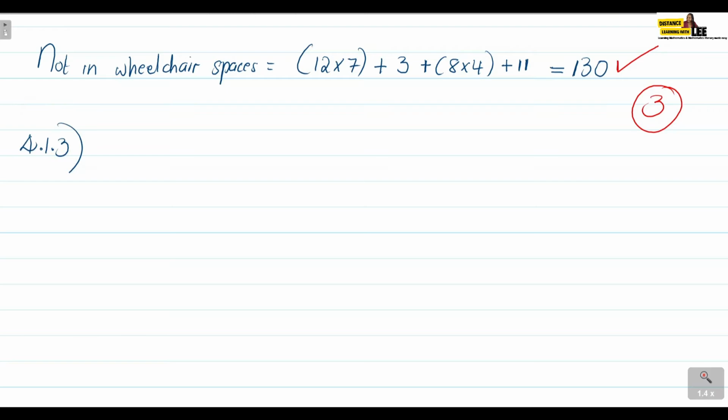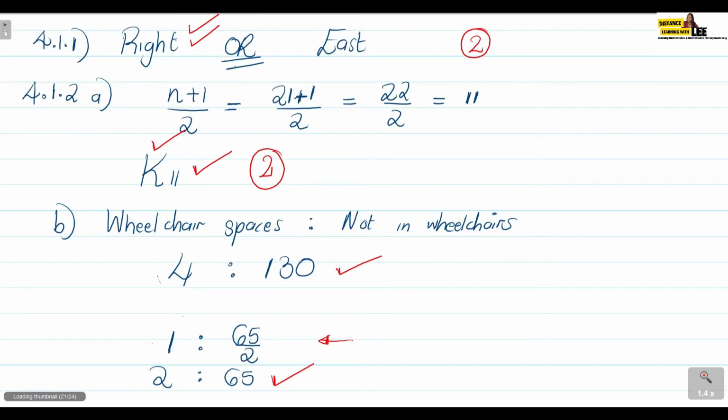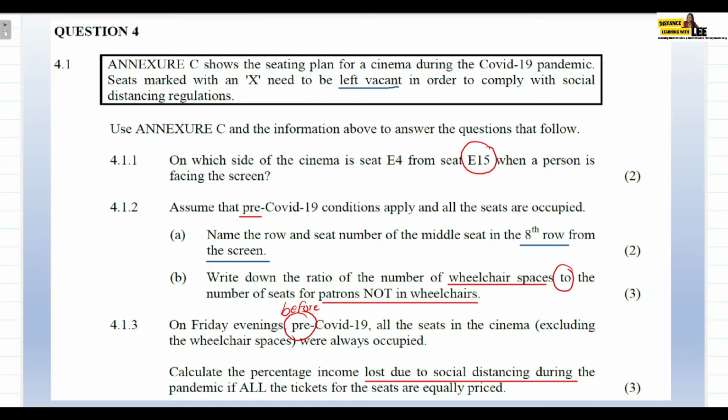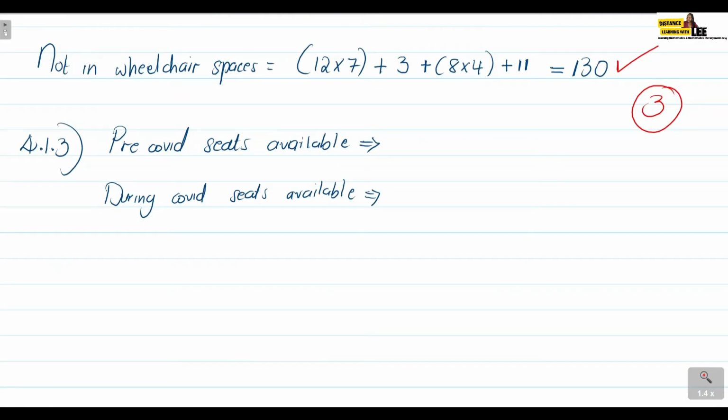Okay, so like I mentioned, we basically need to calculate how many seats were occupied pre-COVID, and then during COVID. And please also take note of this important thing that they said. They said that we need to exclude the wheelchair spaces. So when we're calculating the number of seats that were available before COVID, you need to exclude what? Your wheelchair spaces. And during COVID, you also need to exclude your wheelchair spaces.